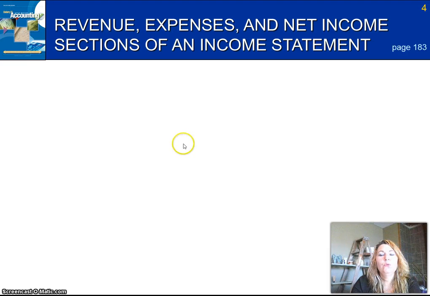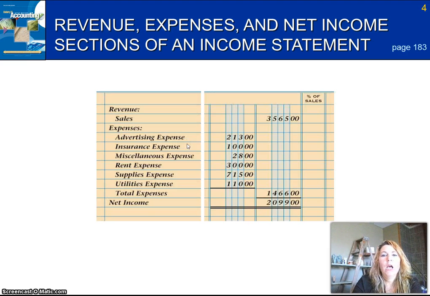Okay, there are 4 sections for our income statement. The first is the revenue section, and it's pretty simple. We only have one kind of revenue in Techno Consulting, and that is from sales. If we had more than one kind of revenue, maybe sales from merchandise, sales from service, or rent income, we would list all of our revenue together, and that is always going to be in the credit column of your income statement on the trial balance.